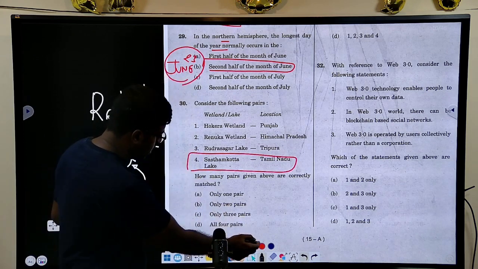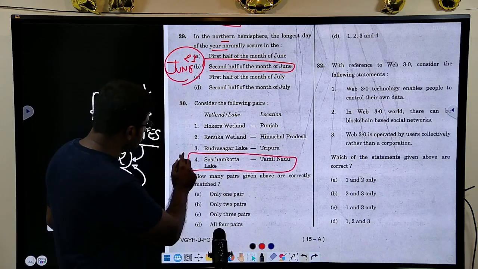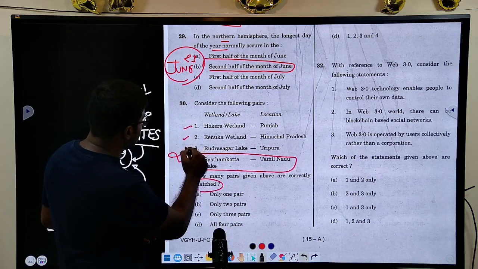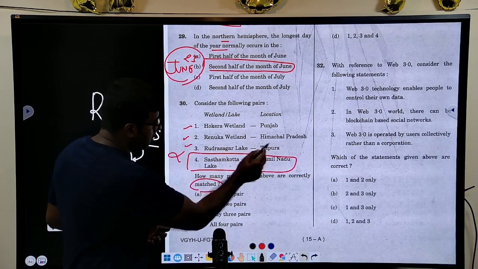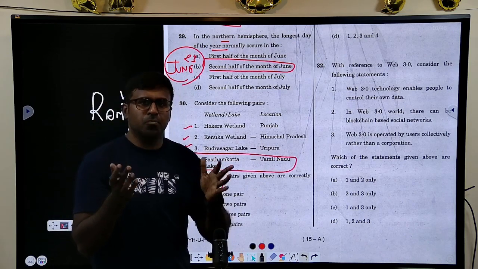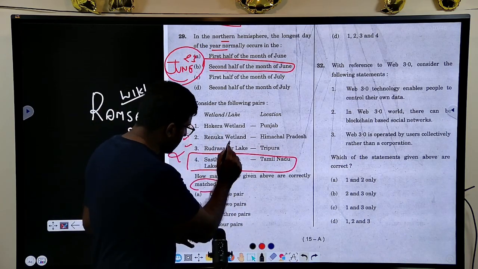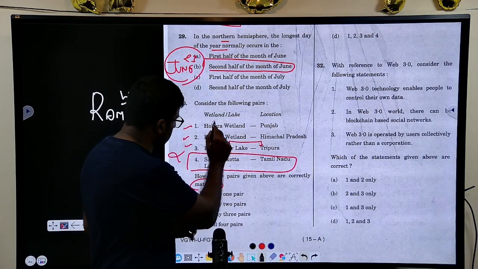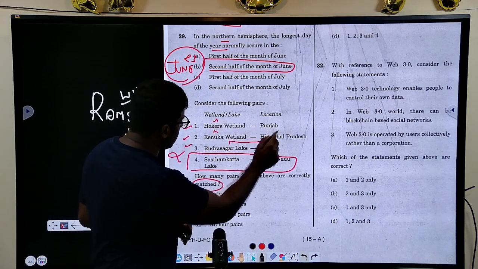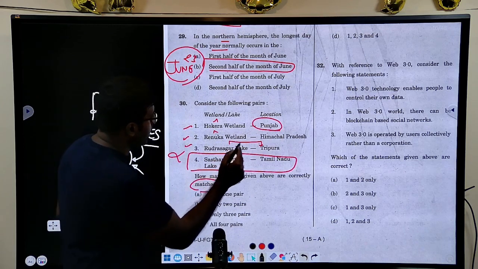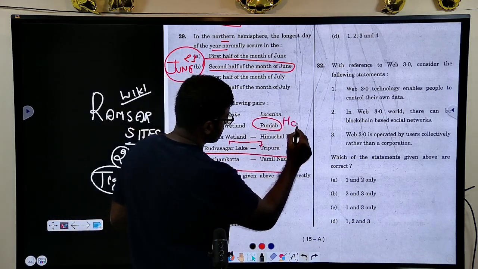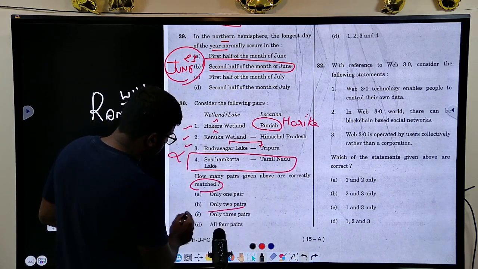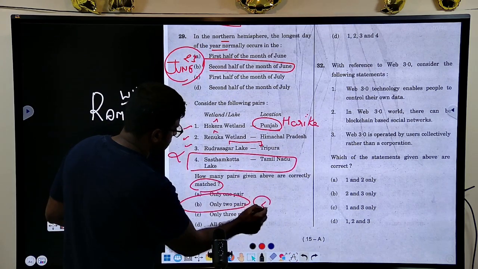Now come to this point. It's a tough question. This is not true. They were correctly matched. So all these are true. Rudra Sagar, if you see Wikipedia, in that, Rudra Sagar, Tripura, one only will be matched correctly. Renuka is also correct. Hukera is also, no, Hukera is not Punjab. Harike is Punjab. So only 2 pairs, right? Only 2 pairs. So B is the answer.